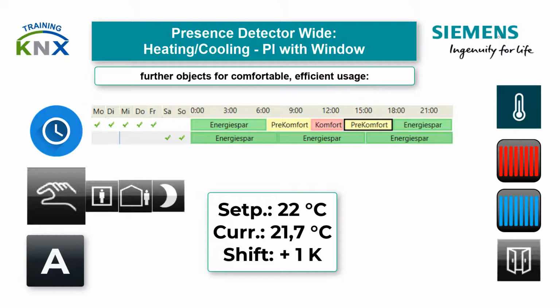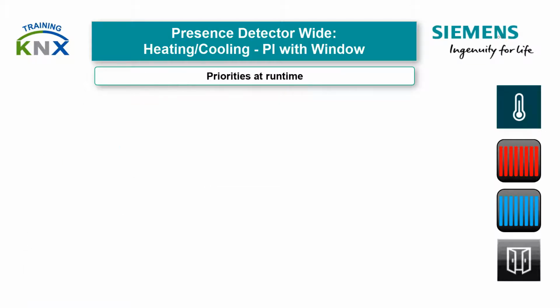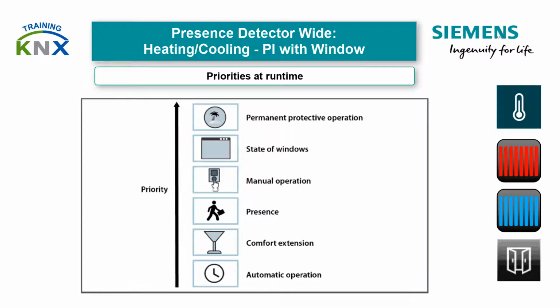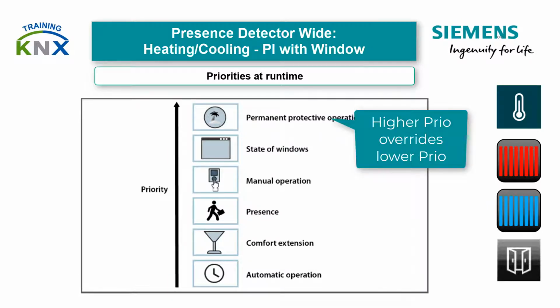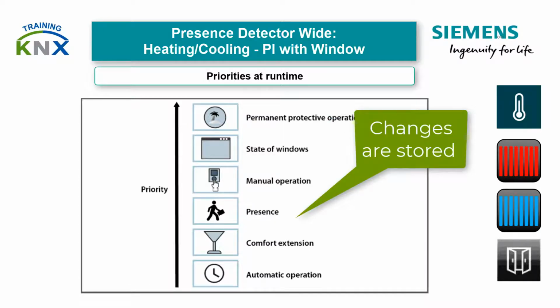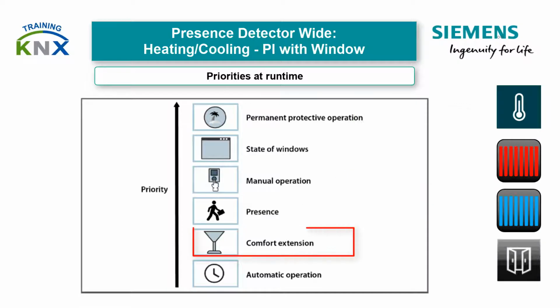Before I describe the three other objects for optimal use of the temperature controller, we need to clarify the order of priorities. In this temperature controller, there are 6 priority levels. The lowest is automatic mode. The highest is continuous protection mode. Functions of higher priority override all functions below. Changes in the lower priorities are stored temporarily and reactivated when the priority above is terminated.